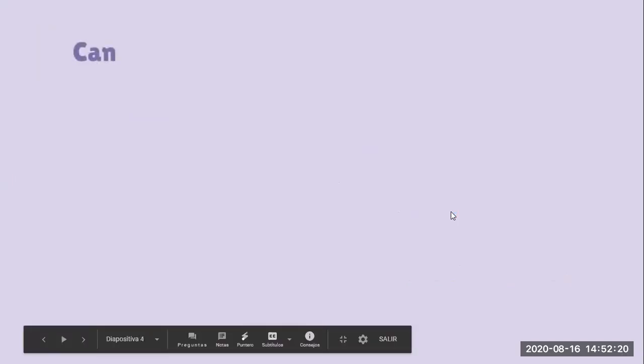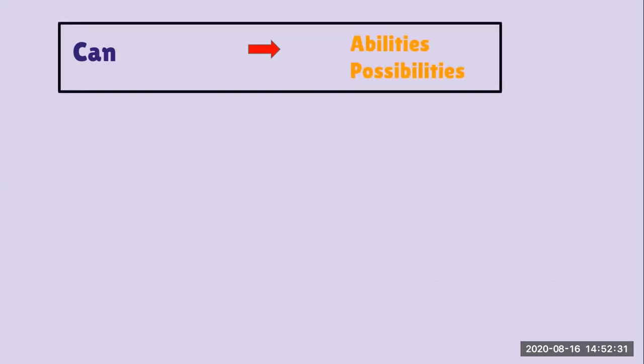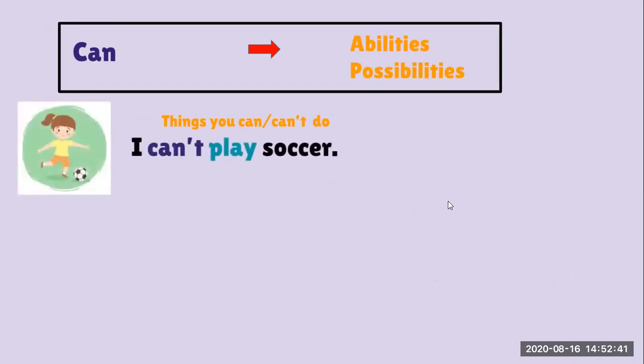Let's see here. We have can. Can is used when we are going to talk about abilities and possibilities. Let's see here. Your abilities, things that you can or can't do. For example, I can't play soccer. I don't have the ability to play soccer.